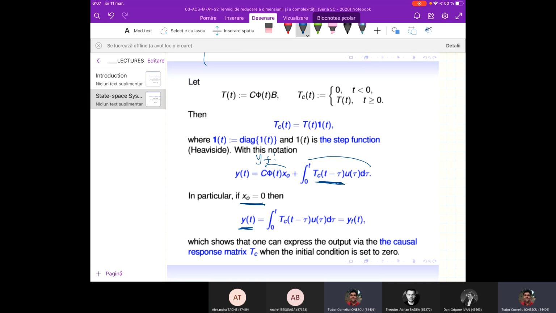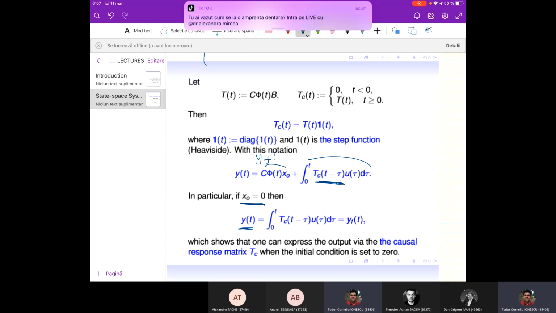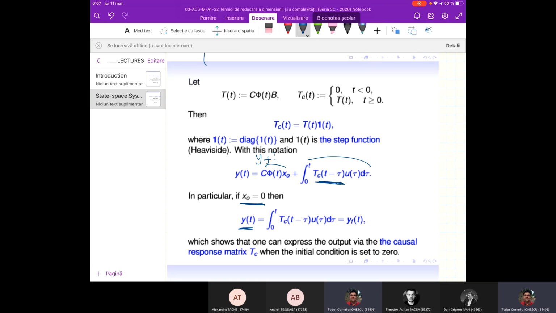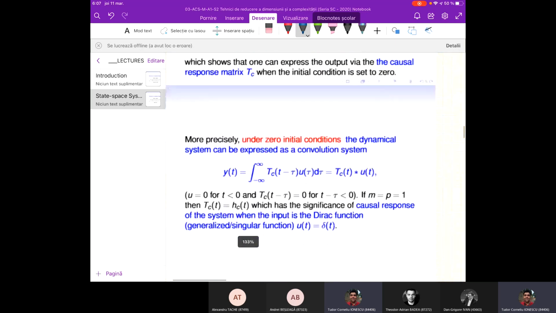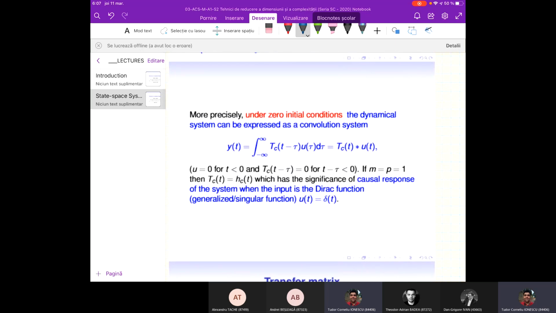Only given by the forced component, which is the case when we study linear systems, because we are interested both in the free evolution, but mostly in the forced evolution. So we express the output as the echo through the causal Tc function when the initial condition is set to 0. So under 0 initial condition, the dynamical system can be expressed as a convolution system. Do you remember about convolution systems?